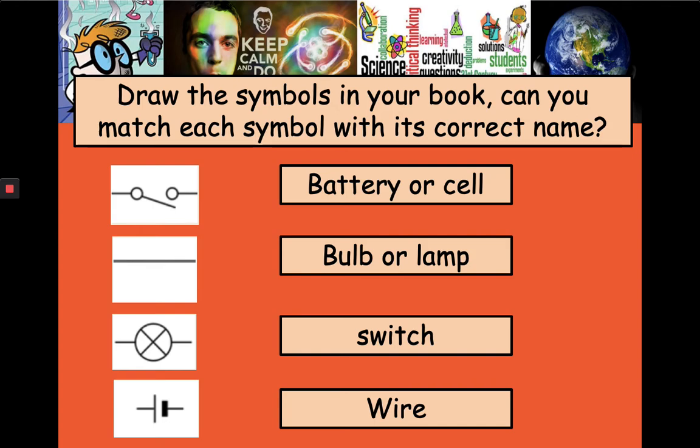So what I want you to do first is have a go at matching the symbol with its correct name. I'm going to give you 2 or 3 minutes to have a go at doing this. Whether you want to write it down in front of you or try and do it by looking at my PowerPoint, I'll get back to you in 2 minutes.